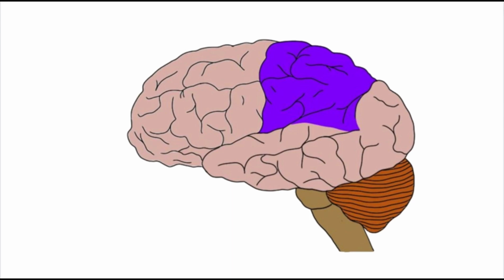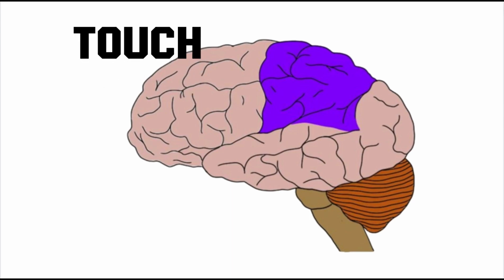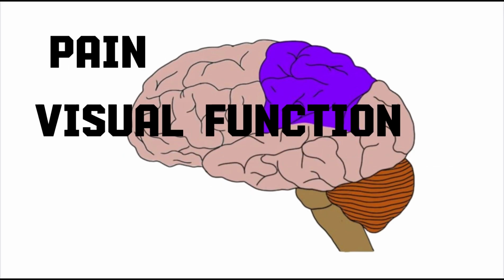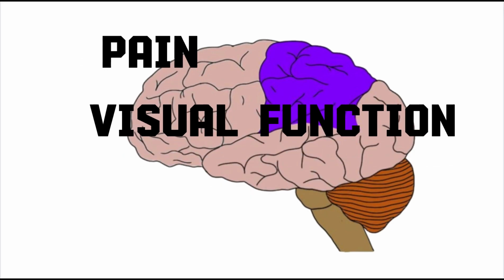It processes sensory information from the outside world, mainly touch, taste, and temperature. It also controls pain and it helps in visual functions.